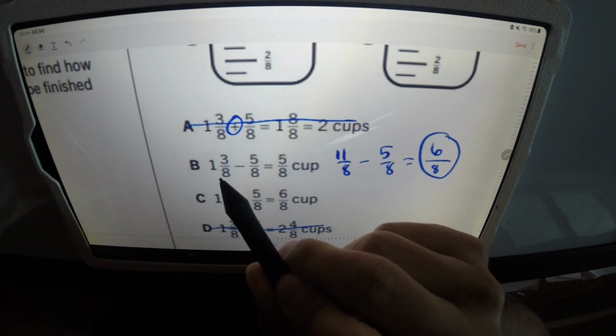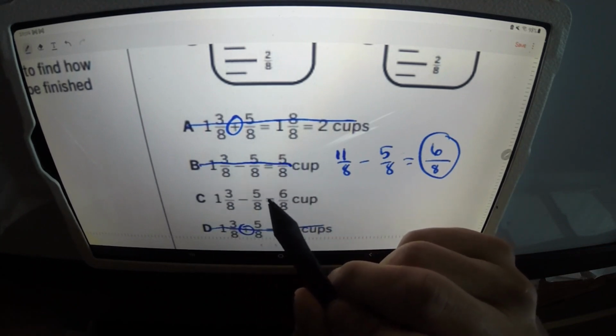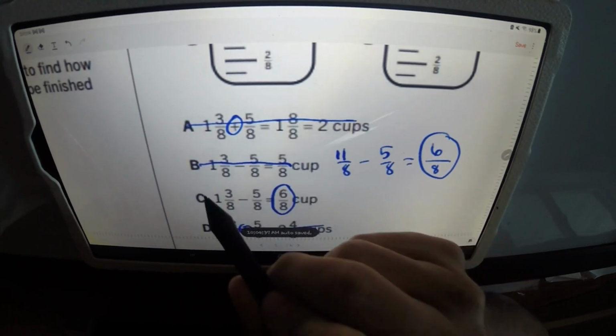It's not in B. This is 1 3/8 minus 5/8 equals. That's not what we're looking for. 5/8 is not what we're looking for. 6/8, this is what we're looking for. So this is our answer.